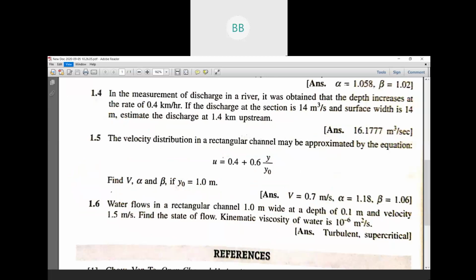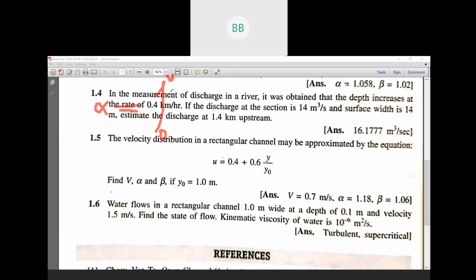Next step is, we have to find out alpha, that is your energy coefficient, alpha. Okay, so you write the expression for alpha for a rectangular channel, as in the question it's given. So we can directly write the expression for the rectangular channel.